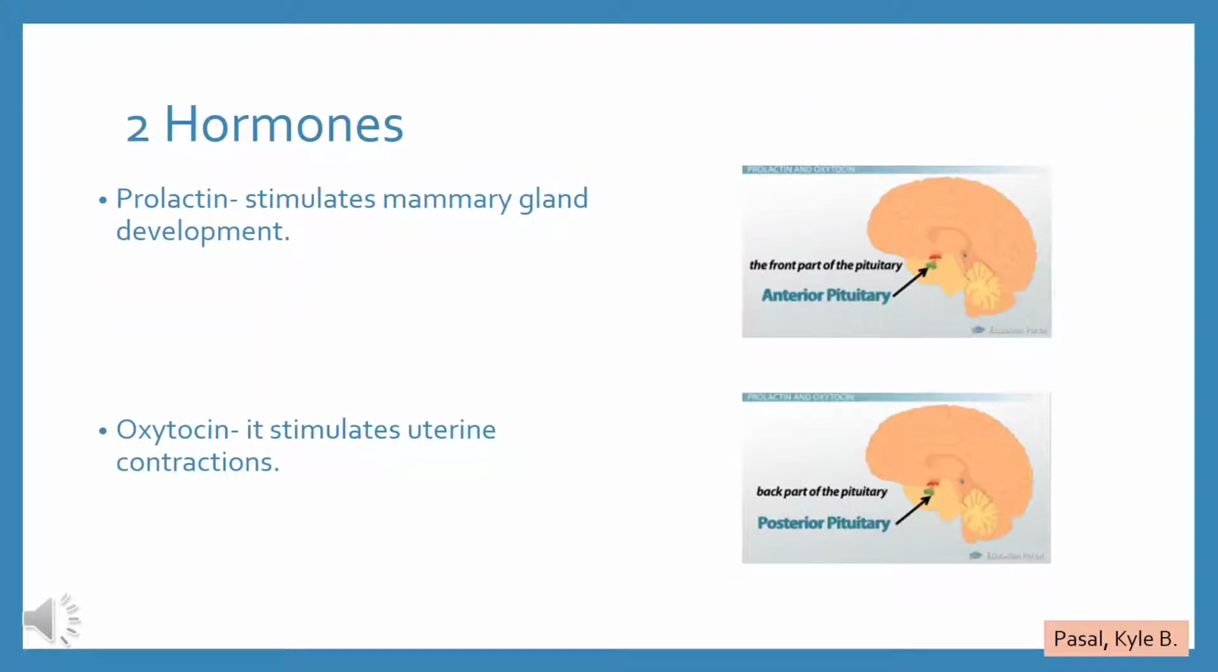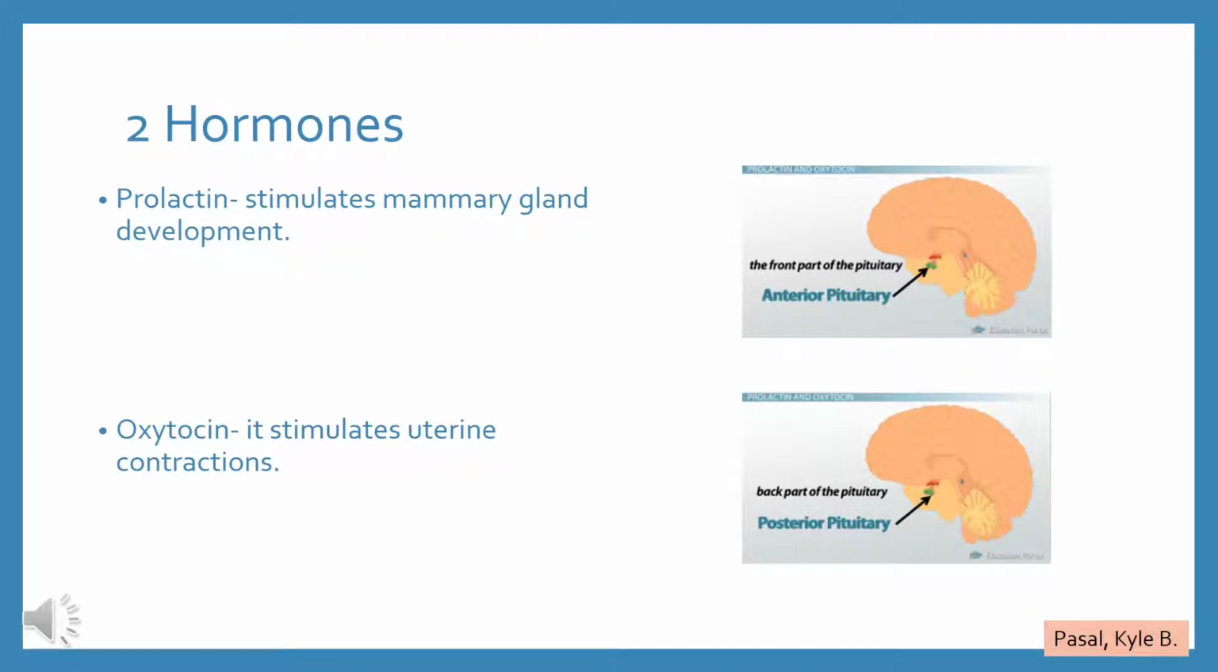Prolactin comes from the front part of the pituitary, which is called the anterior pituitary. Prolactin is a protein hormone whose major target cells are the mammary glands. Secretion of prolactin increases during pregnancy and nursing. It stimulates mammary gland development and enlargement, as well as milk production.